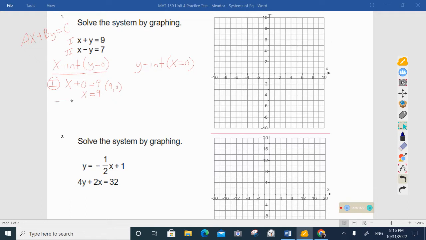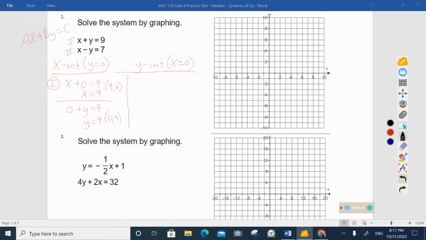Also, equation 1, if I want to find the y-intercept, that means I'm looking for y when x is 0. So I would let x be 0 plus y equals 9. That's just going to be y equals 9. And so that's when x is 0, y is 9. So what you have right now is 2 points that make a line. So I'm going to go over here and plot those on the graph.